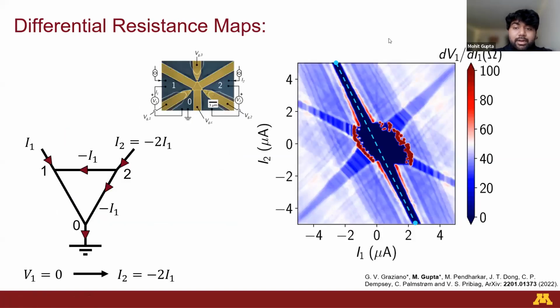The main superconducting feature is along I2 equals minus 2 I1.